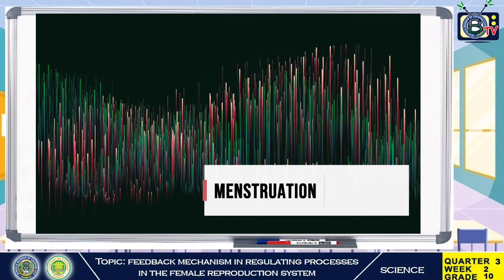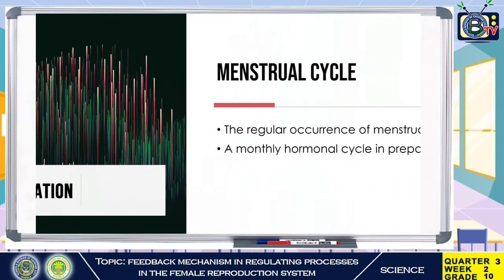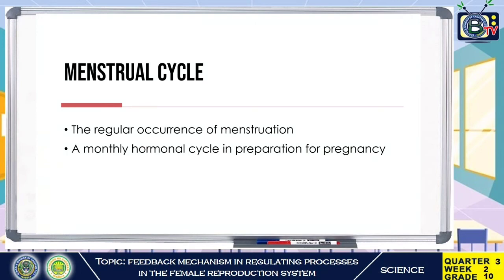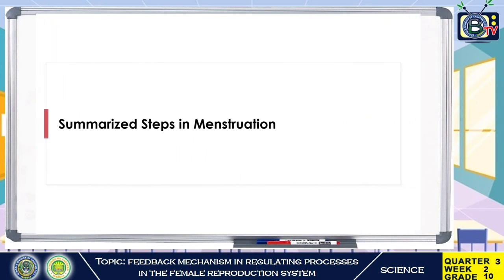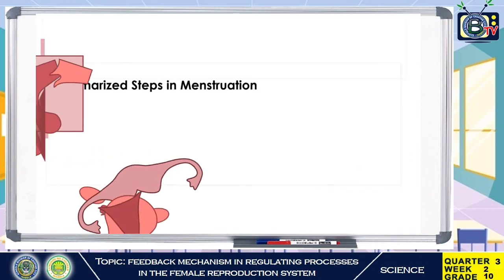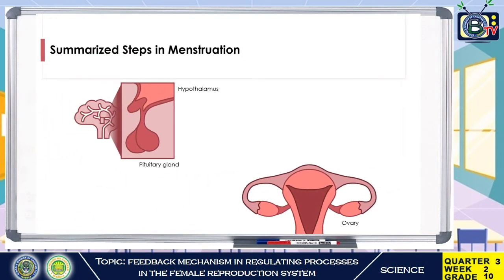The menstrual cycle is the regular occurrence of menstruation. It is the monthly hormonal cycle that female's body undergoes in preparation for pregnancy. To summarize, the important events during the menstrual cycle are as follows. The pituitary gland controls and starts the cycle. This releases hormones that cause the egg in the ovary to mature.